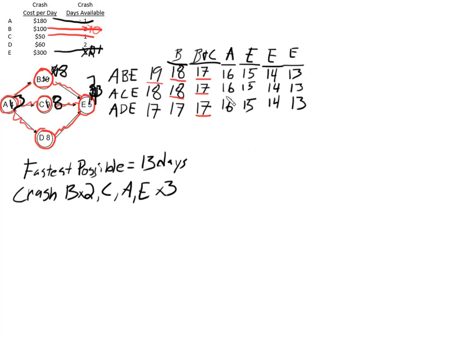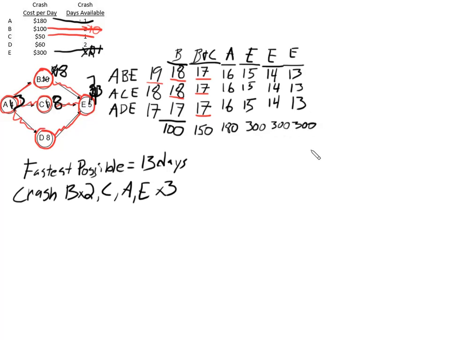Now let's talk about costs. If we crashed B by itself, that would cost us $100. If we crashed B and C together, that is $150. Crashing A by itself, $180. Crashing E is $300 each time we did it.